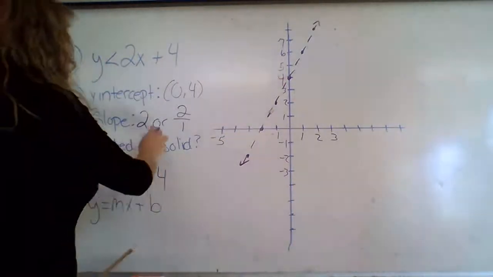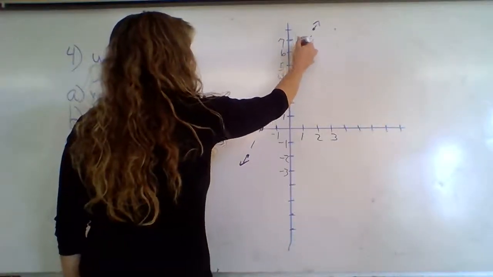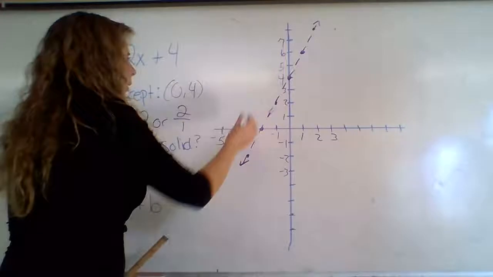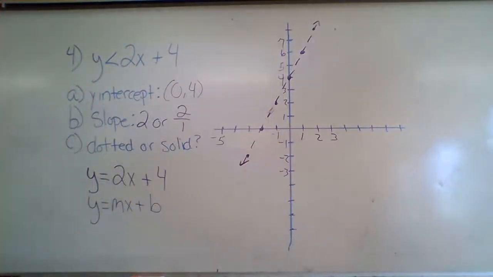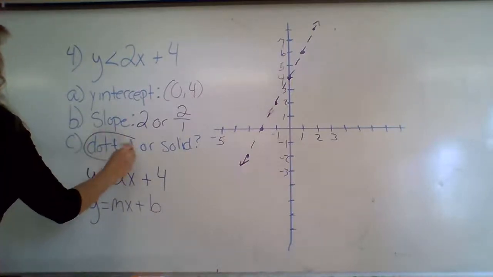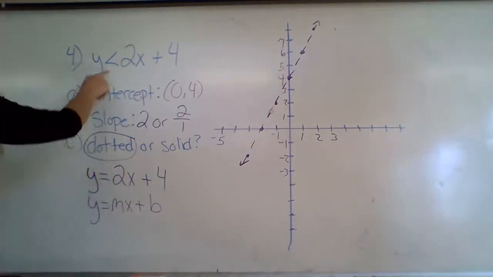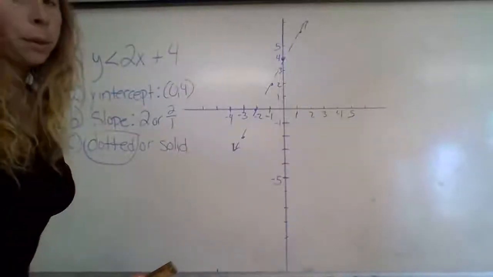So your slope is 2 over 1. So you go up 2 over 1, up 2 more over 1, all right? Down 2 over 1, down 2 over 1. I need to see accurate graphs. And this would be dotted. It's dotted because there is no equal sign in the inequality. I just realized I forgot to shade.